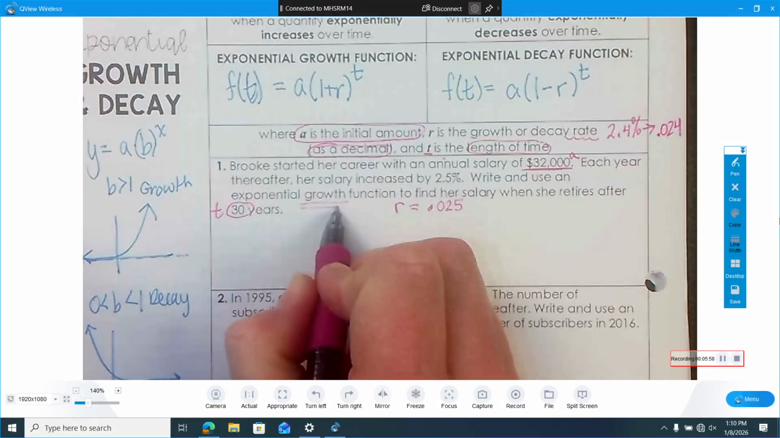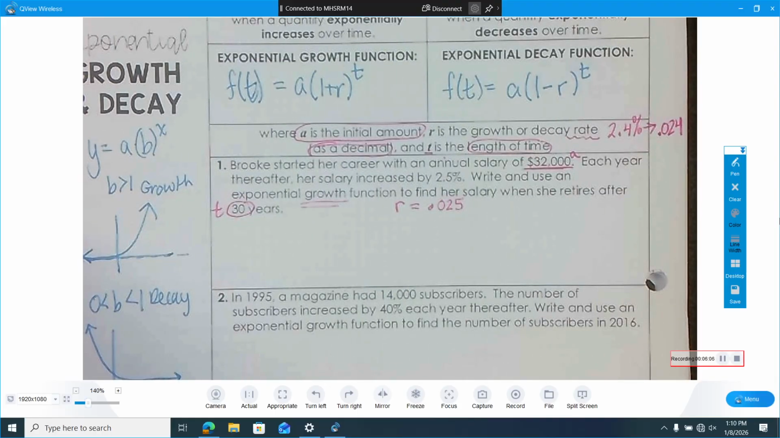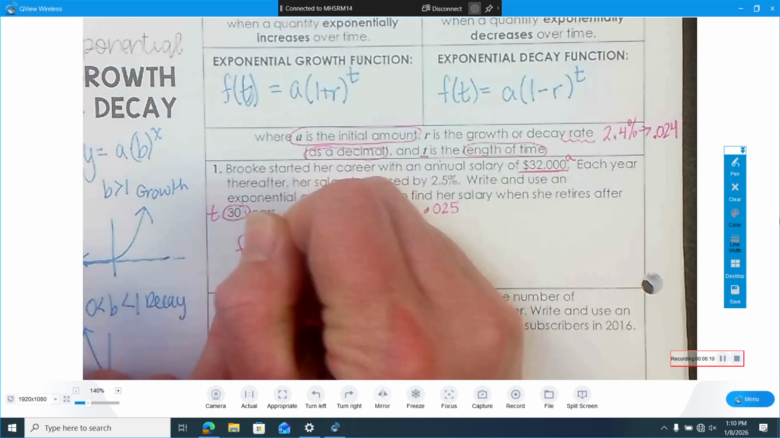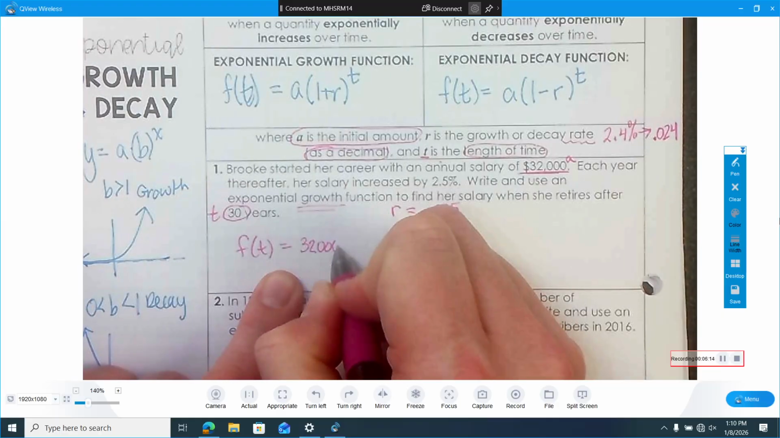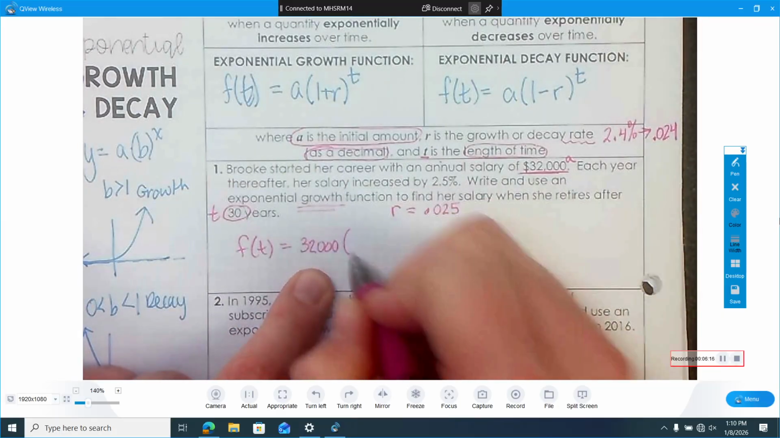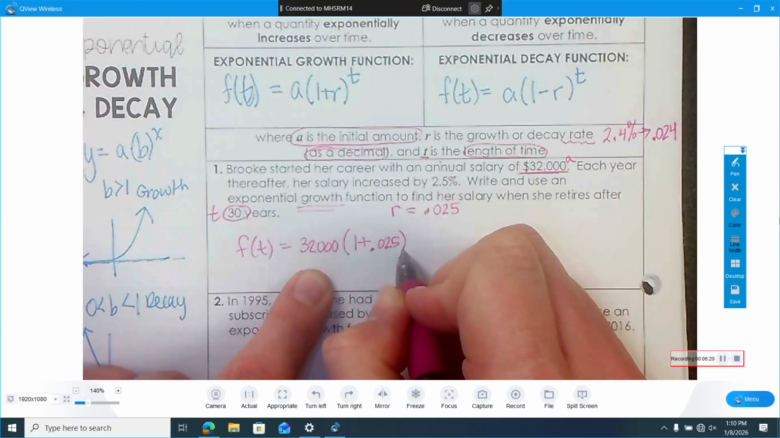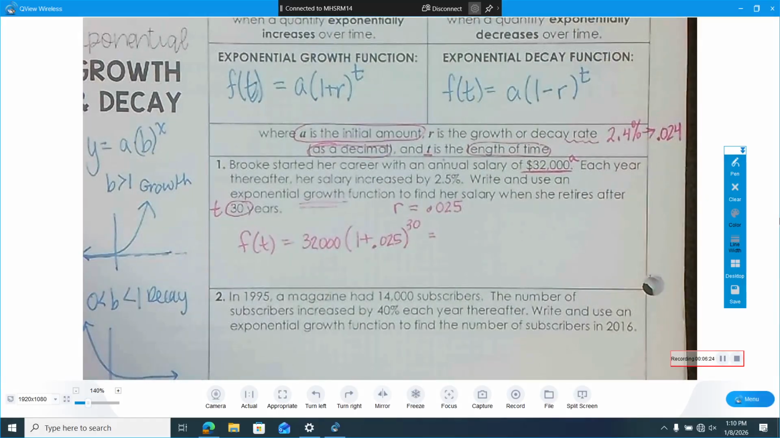Growth, because she told us our salaries typically grow, although there were many years as a teacher where my salary actually went backwards. So, it's real frustrating. So, f of t equals our initial amount, 32,000, times the quantity 1 plus 0.025 to the power of 30. So that's all we have to do.